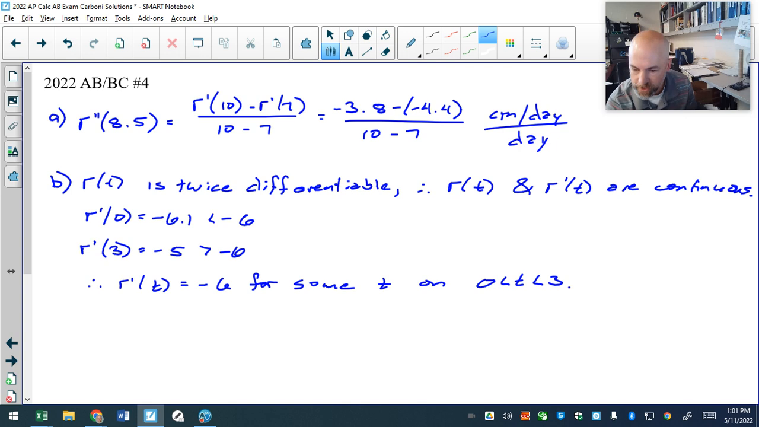Double check the question, make sure I answer everything. Is there a time for which r prime of t equals negative 6? Justify your answer. Therefore, yes, I have answered the question and I'm happy with that. Part C, moving on.